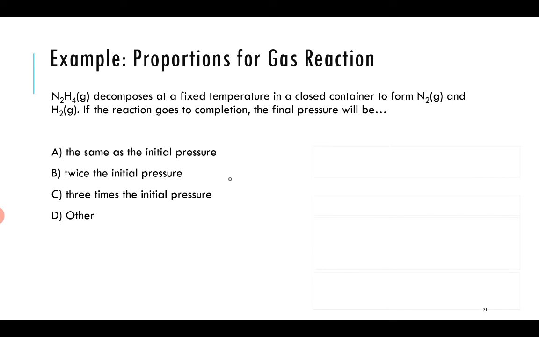All right. You can also use those stoichiometric coefficients in order to predict proportions of things in a more conceptual manner. And so this problem reads N2H4, so that's dinitrogen tetrahydride, decomposes at a fixed temperature in a closed container to form N2 gas and H2 gas. If the reaction goes to completion, the final pressure will be blank.